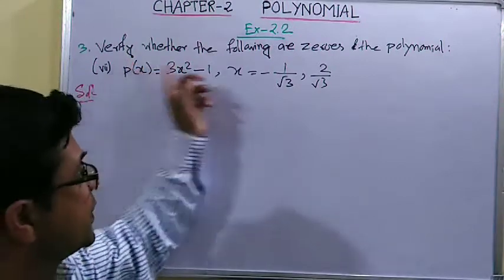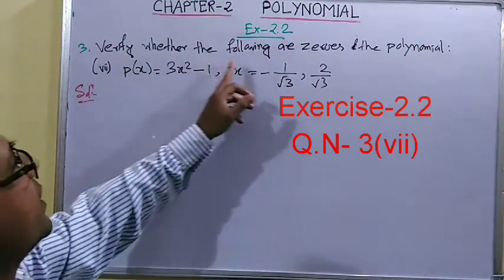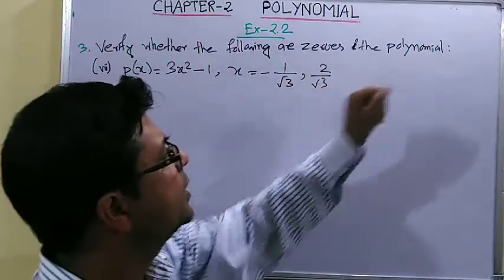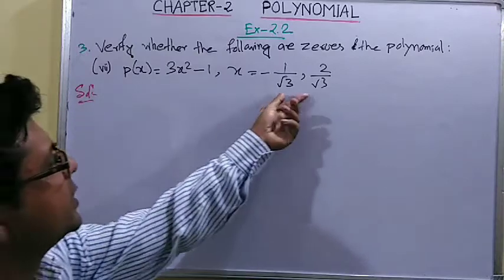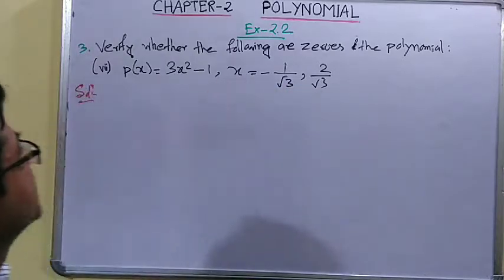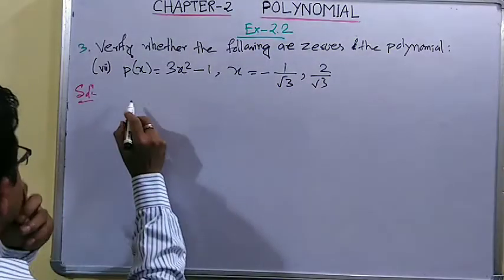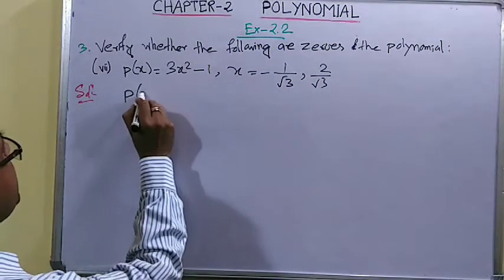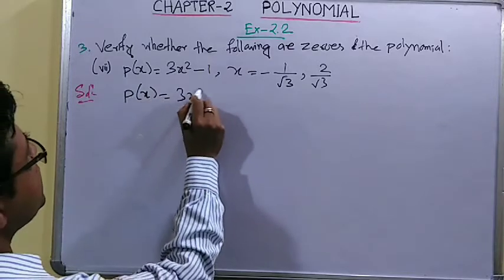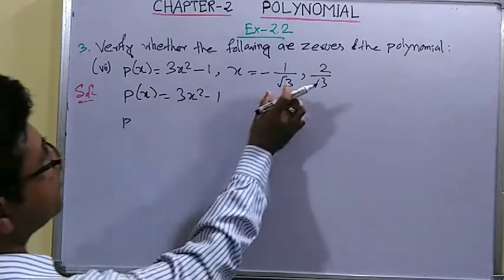Have you understood, students? Okay, let us move to question number 3 of exercise 2.2. Verify whether the following are zeros of the polynomial. Let us check whether these are zeros of this polynomial. As you know how to find the zeros, we can check. So here p(x) equals 3x square minus 1. Let us check for this one.